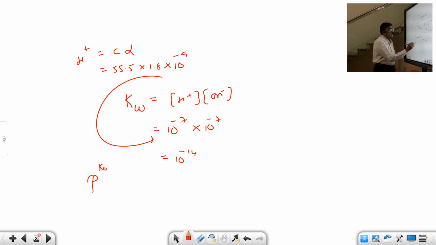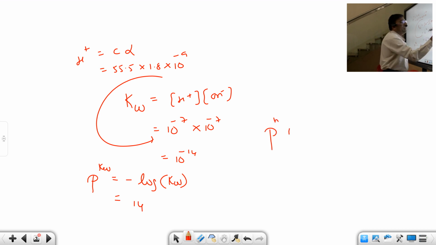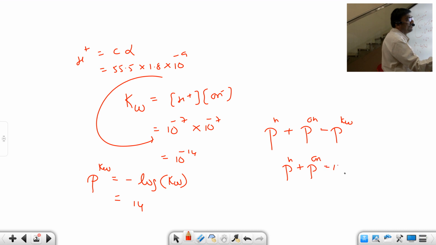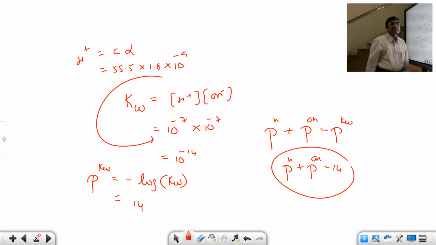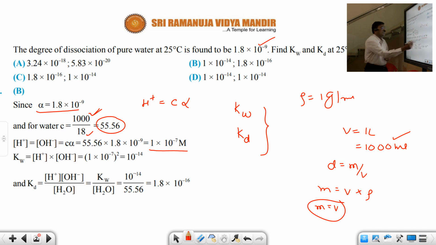And pKw becomes minus log Kw, and it comes out to be 14. And pH plus pOH is equal to pKw, that comes out to be pH plus pOH is equal to 14. So this is how you are working. So hope this concept is clear for you. Now you got 10 power minus 14. Now you got Kw. Now Kd.